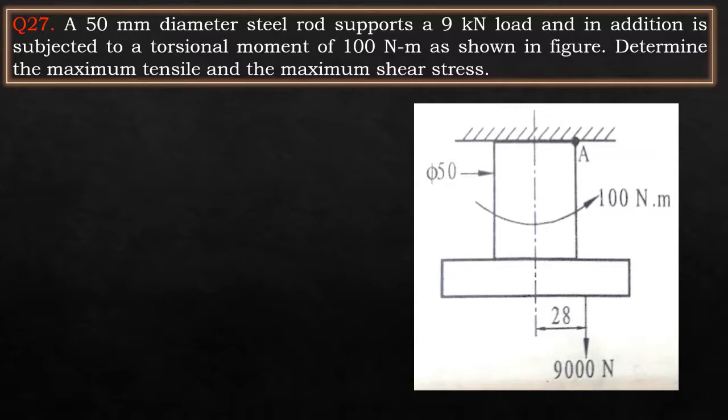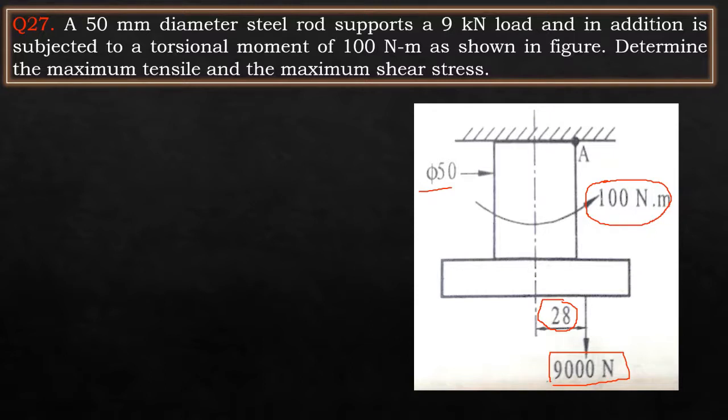Now in this example there is a rod of 50 mm diameter. This rod is subjected to a load of 9000 newtons, and also there is a torsional moment of 100 Nm applied onto this rod. Since the load is away from the axis, there is an eccentricity of 28 mm. So in this case there will be eccentric loading also, meaning there will be an axial load, a bending load, as well as a torsional moment.